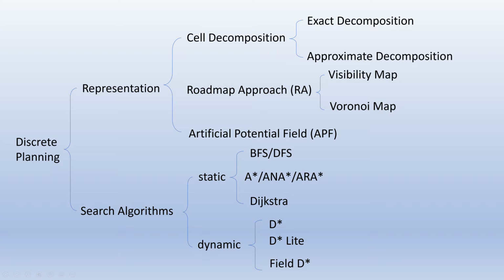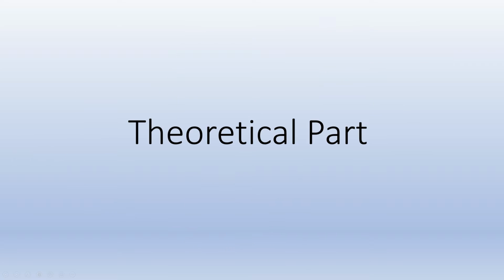As for the search algorithms, I have just divided them into the static ones and dynamic ones. The static ones include BFS, DFS, A star and its variants, Dijkstra, and the dynamic ones include D star and its variants. As for the specific topic today, it is based on artificial potential field, so I show you like this. I have written out optimization for artificial potential field method, and it actually uses the method of BPF, and I will talk about it later.